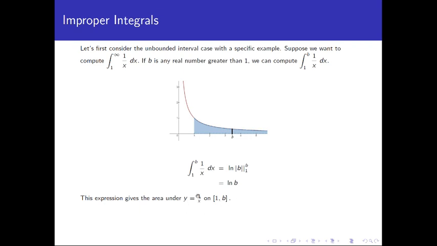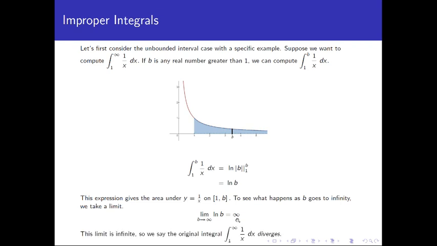So certainly this expression that we have, natural log of b, gives us the area under y equals 1 over x, that's our function, on the interval from 1 to b. To see what happens as b gets larger and larger, we're just going to take a limit of this expression. Well, certainly that limit goes off to infinity. So since the limit is infinite, that's telling us that we're getting an infinite amount of area underneath this curve. So the original integral, the integral from 1 to infinity of 1 over x dx, we say that it diverges. It doesn't approach a number.